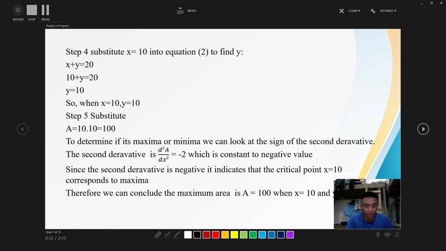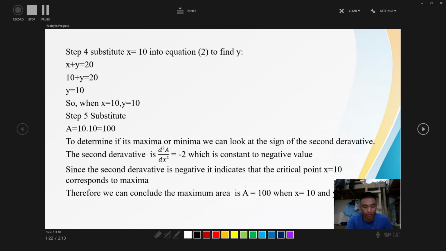So to determine if it's a maxima or minima, we can look at the sign of the second derivative. The second derivative d²A over dx² is equal to negative 2, which is a constant negative value. This means that when x is equal to 10 and y is equal to 10, the area is 100.